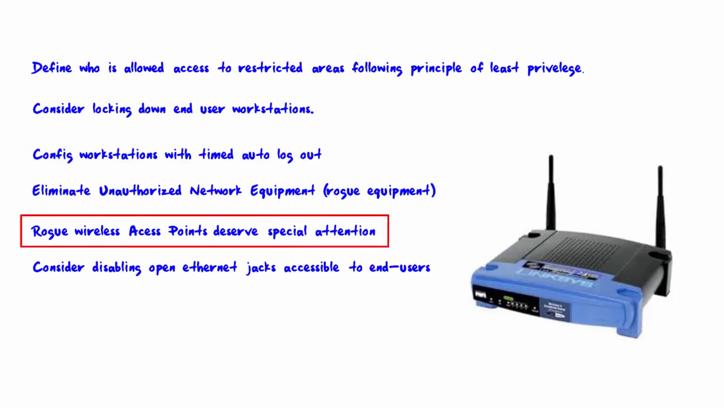Rogue wireless access points deserve special attention. This is a very common type of rogue equipment. The most direct way to find wireless access points is to use a program like InSSIDer to view all SSIDs in the area, specifically unauthorized SSIDs in the area.